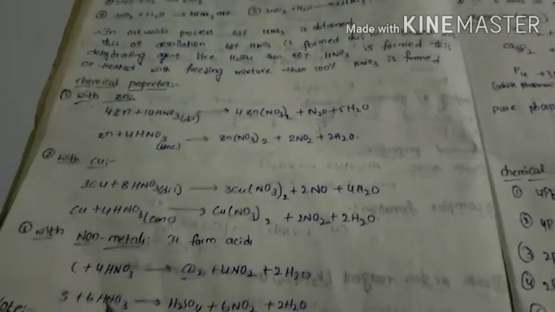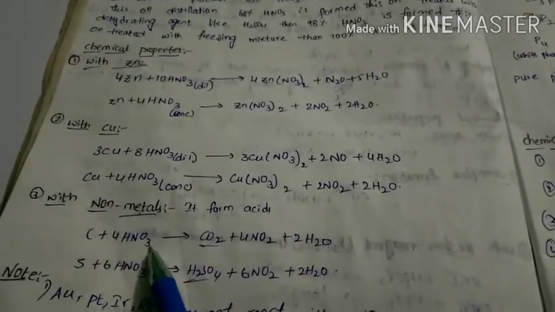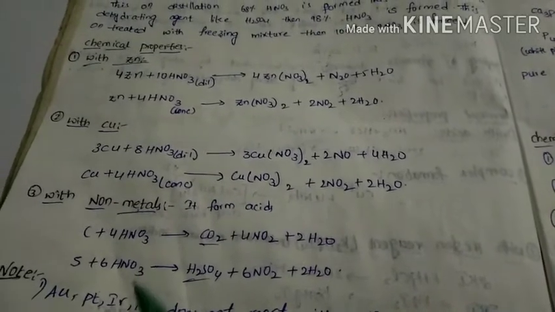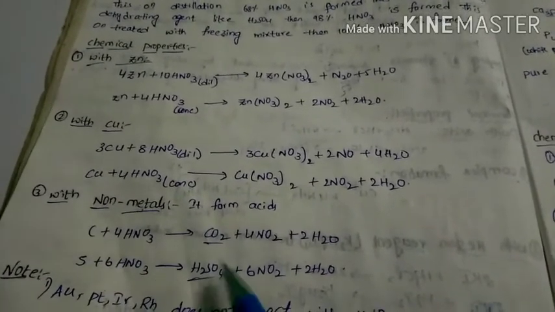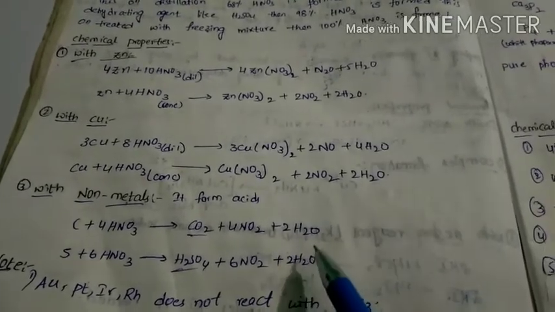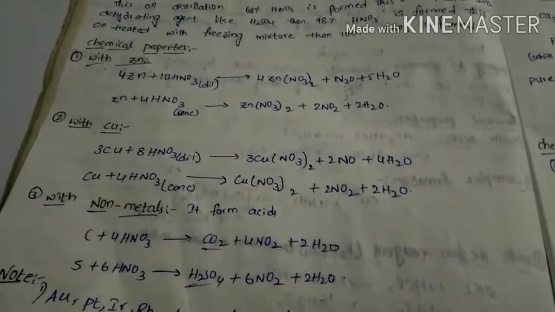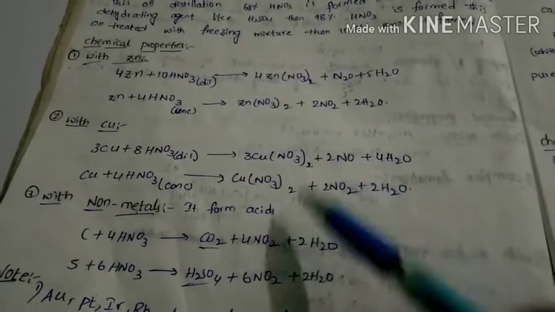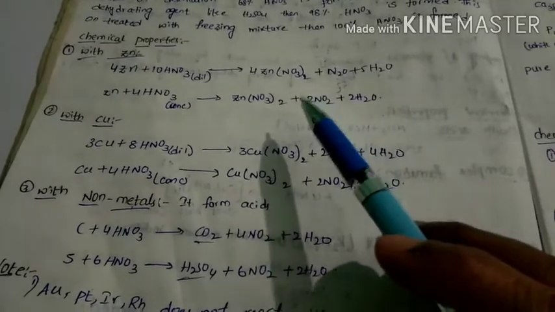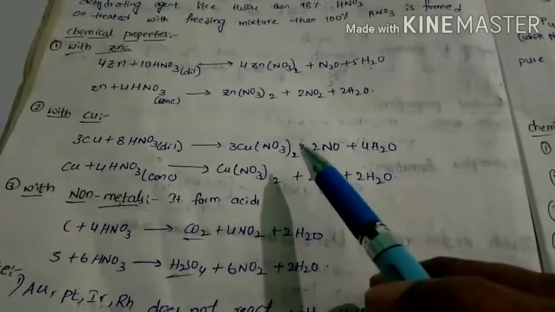Next, with the non-metals. Suppose when carbon reacts with HNO3, then we get CO2, NO2 plus H2O. When sulfur reacts with HNO3, then also we get H2SO4, NO2 and H2O. So these are the chemical properties of HNO3. These are very important properties. You have to practice them very well. Next one.